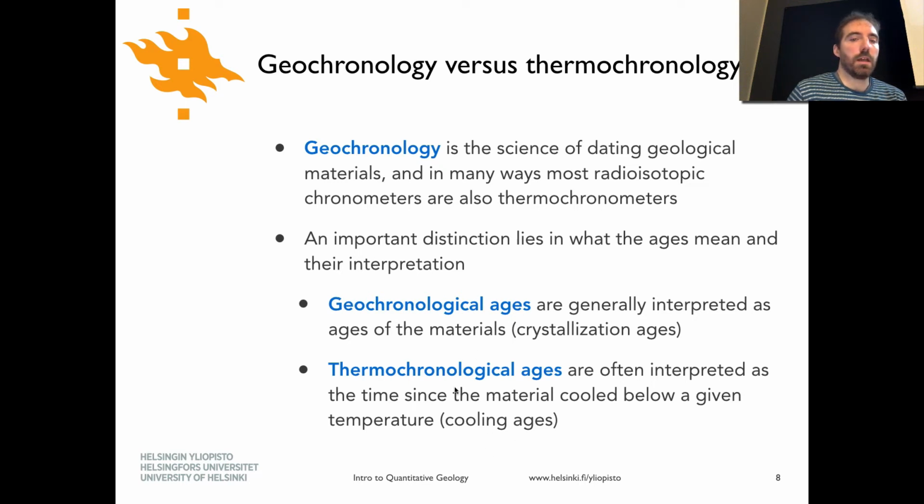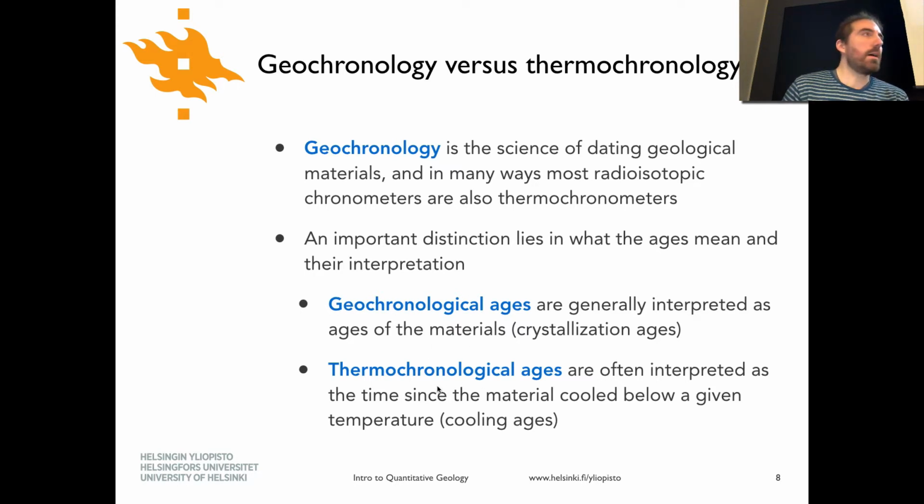Now these two things can overlap with one another. So if you have some kind of volcanic deposit, you can form the crystal and have it cool down basically at the same time. So the geochronometer might give you the same age as a thermochronometer. But if you have a massive pluton, it could take millions of years to cool down. And so in that case, the geochronological age might be a little bit different than the age of some system that gives you the time since the rock was at a temperature of maybe 100 degrees Celsius, because it takes a long time for the pluton to cool to that temperature.